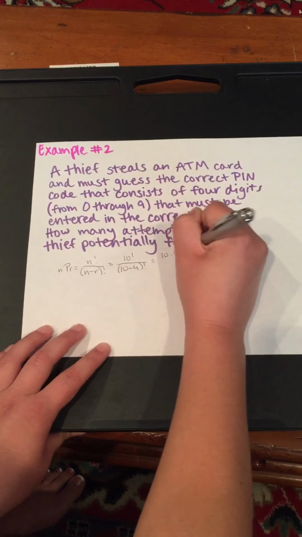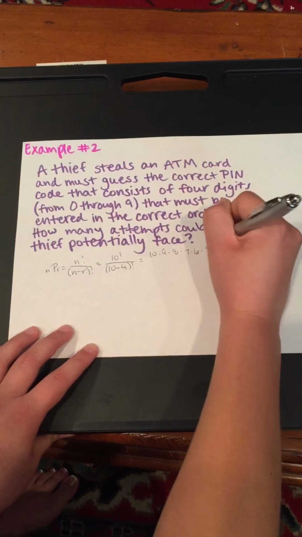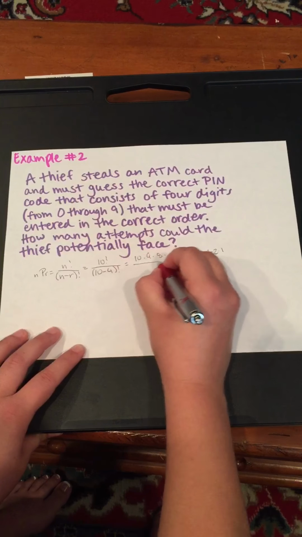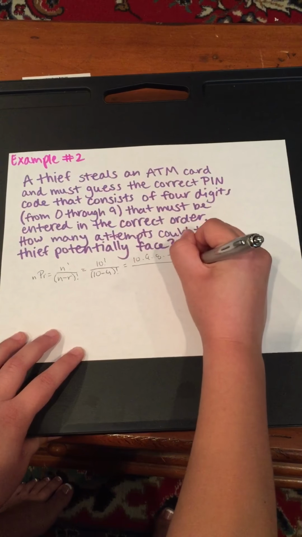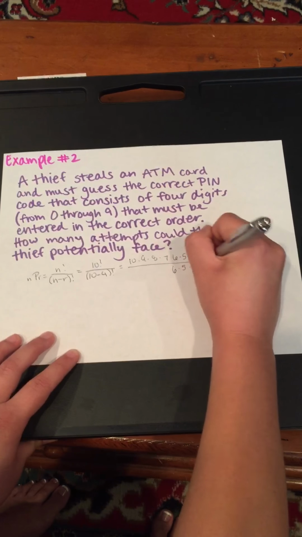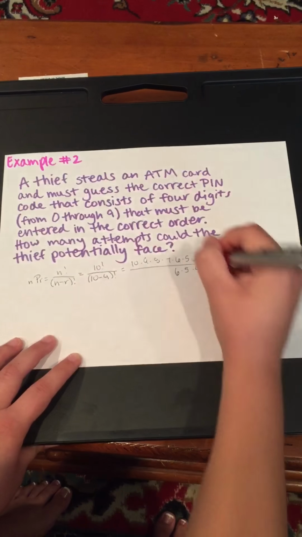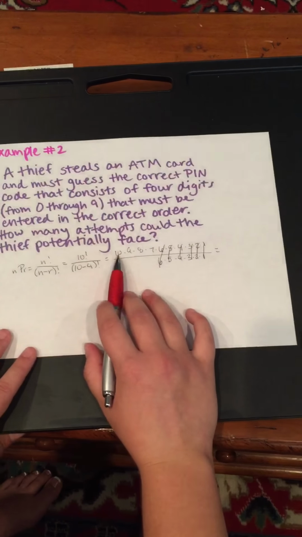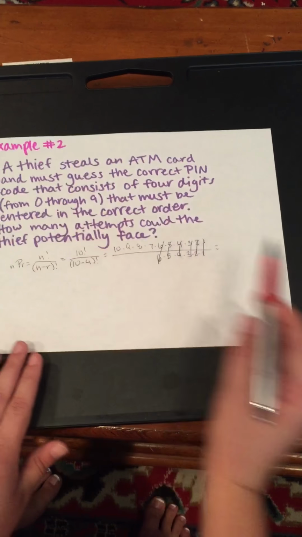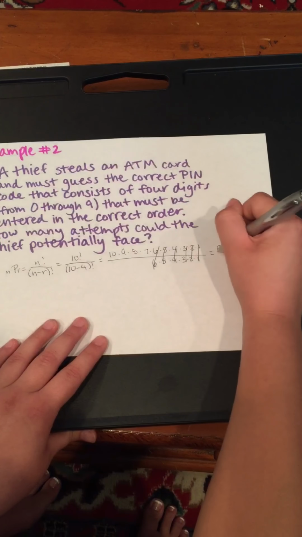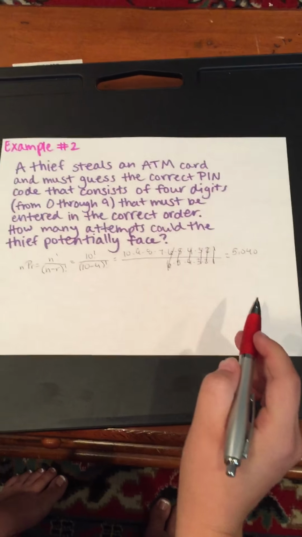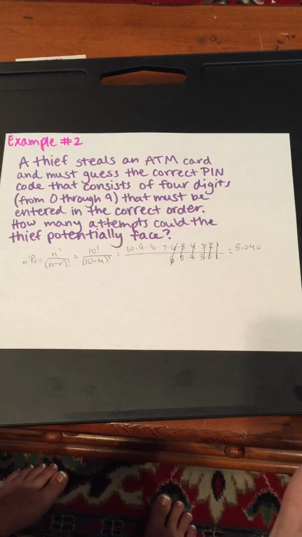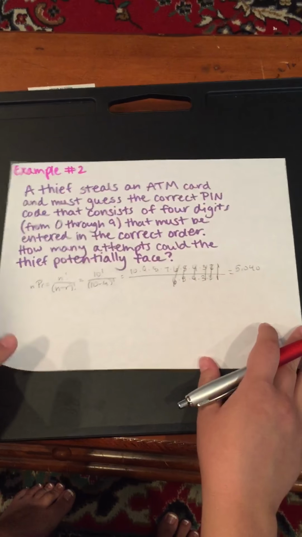And again, it'll be 10 times 9 times 8 times 7 times 6 times 5 times 4 times 3 times 2 times 1 over 10 minus 4, which is 6. So we'll write this underneath in the denominator. And again, these will all end up canceling out, so we'll just make a little less work for ourselves. And now we'll multiply 10 times 9 times 8 times 7, which is 5,040. So that thief could potentially be facing 5,040 attempts at guessing the correct PIN. And that's how you can use permutations in the real world.